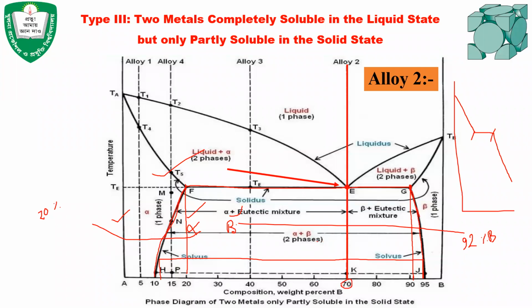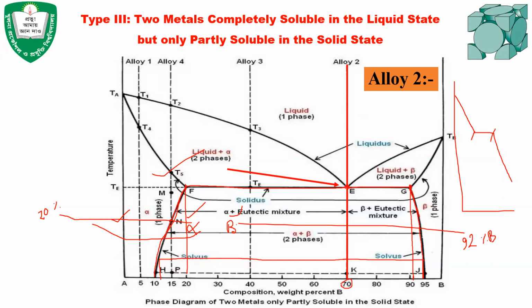Now, another question is how much alpha is present in there and how much beta is present in there. We have found out what is the chemical composition of alpha and what is the chemical composition of beta. But we also need to find out how much percentage of alpha is there and how much percentage of beta is there. And how do we do that? We have to do that at a certain temperature.